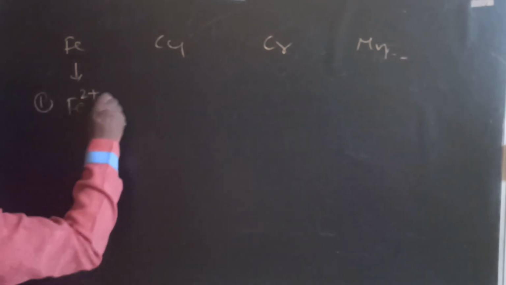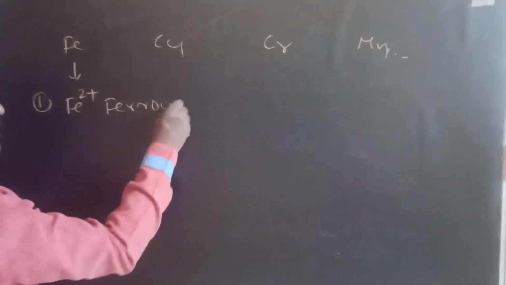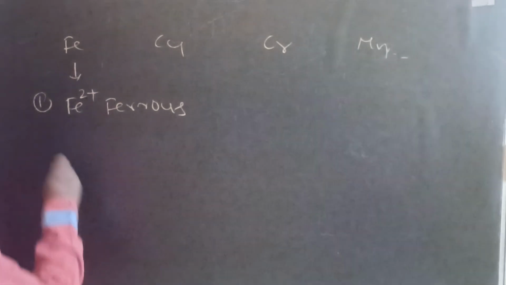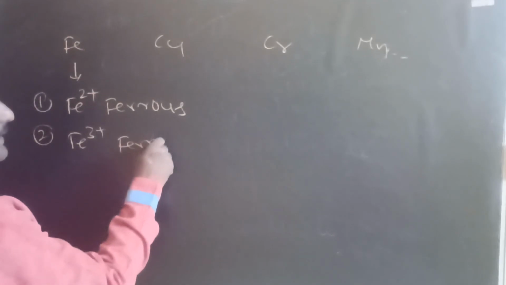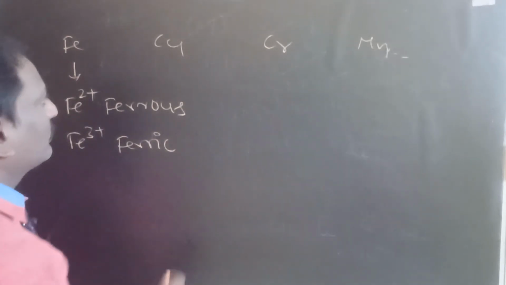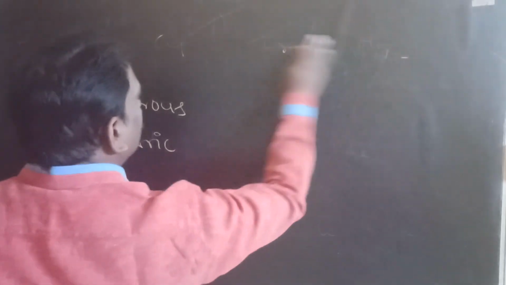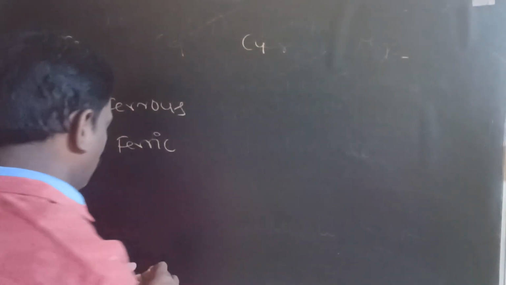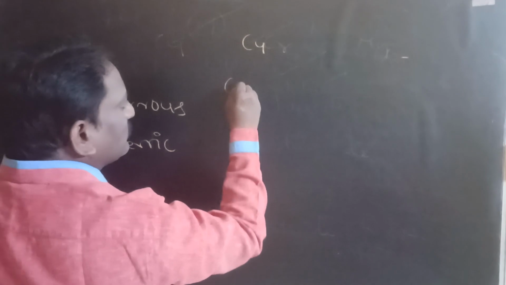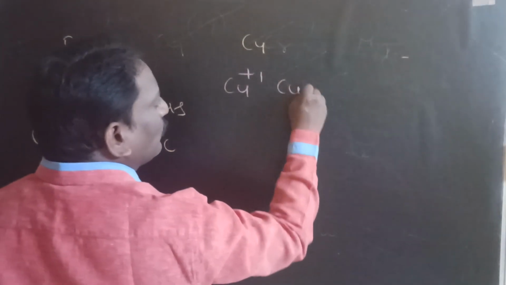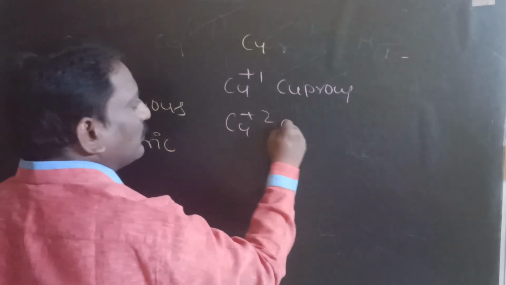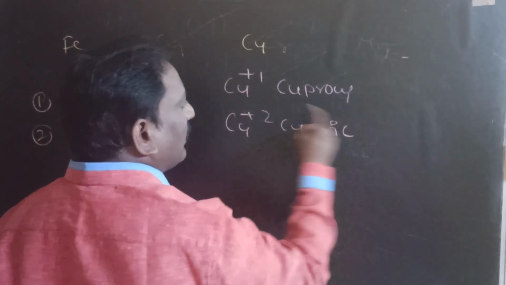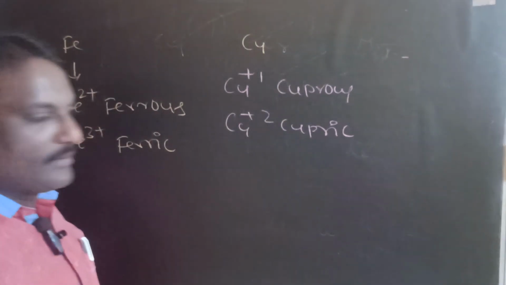Iron gives two types of ion: Fe2 plus, ferrous ion, also called iron 2 ion, and Fe3 plus, also called ferric ion, iron 3 ion. Copper gives two types of ions: Cu plus 1, cuprous ion, and Cu plus 2, called cupric ion. Copper 1 ion and copper 2 ion.